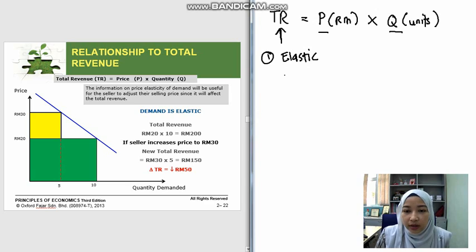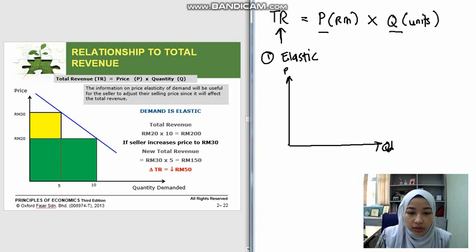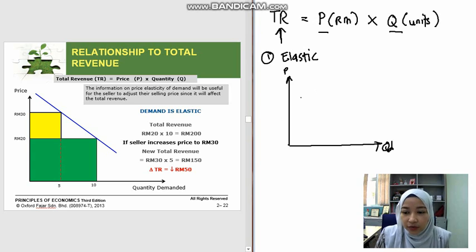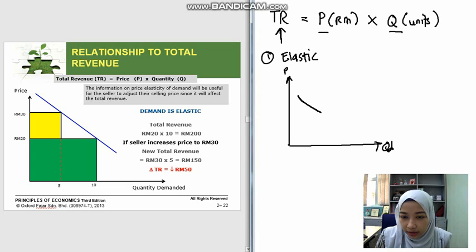So in this kind of situation, let's say you have quantity demanded and price. You can also refer to your slide here. For the elastic demand curve, if you still remember, I have illustrated before. The elastic demand curve is a bit flat. So you draw a flat demand curve.